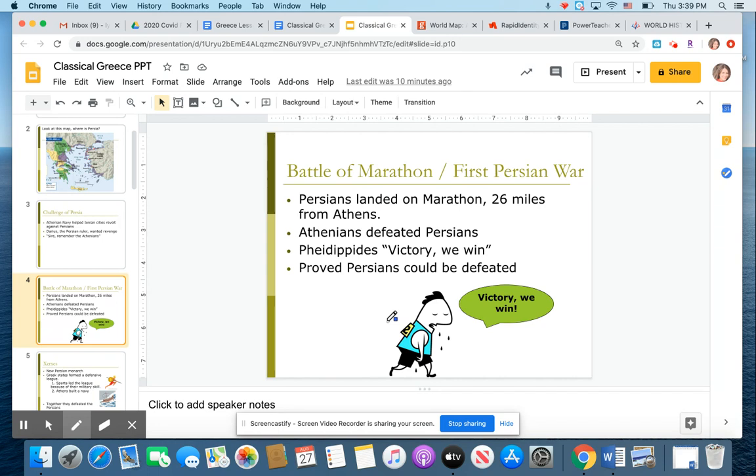So the guy who does this is a guy named Phidippides, and Phidippides takes off and he runs and he runs and he runs and he runs. He runs exactly 26 miles, because Marathon is 26 miles from Athens. And he gets inside the city walls and he goes, "Victory! We won!" And then he falls over and drops dead because his heart exploded after running 26 miles.